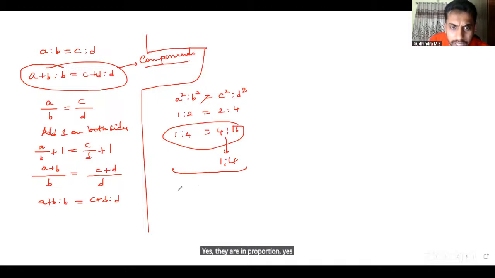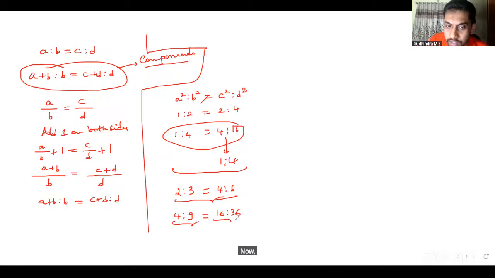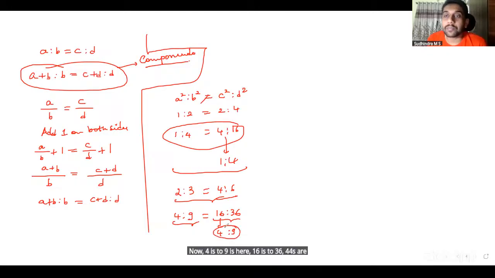Whereas we'll try one more. If I have 2 is to 3 equals 4 is to 6. If I square them, 4 is to 9 equals 16 is to 36. Now, 4 is to 9 here, 16 is to 36, 4 4s are 16, 4 9s are 36. Yes, that property holds good, Jivan.